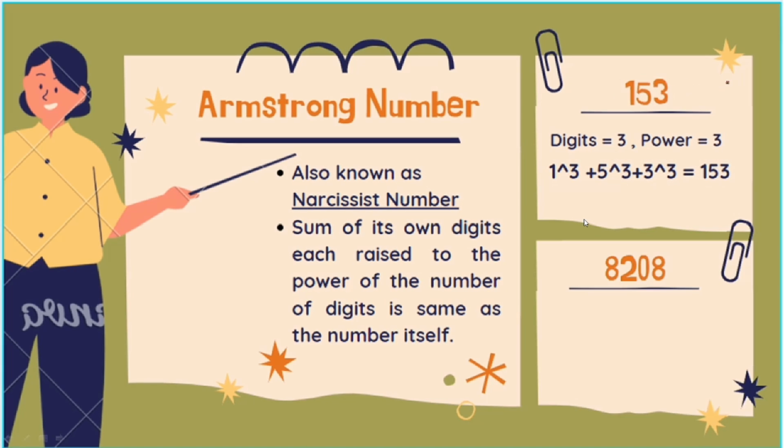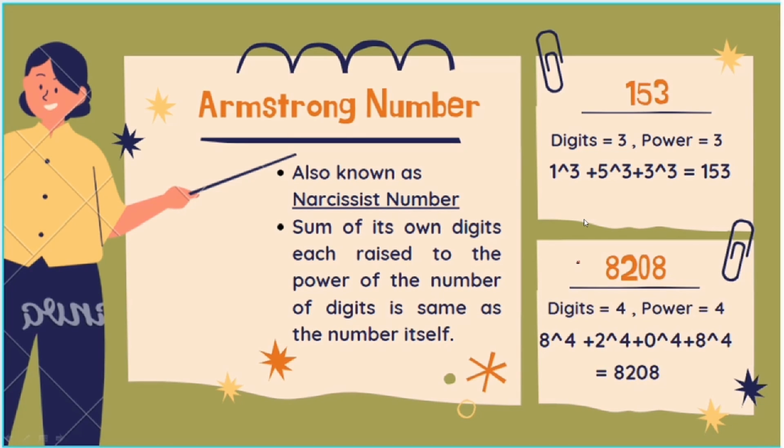Now take another example. 8208. It has 4 digits. So we have to raise each of the digits to the power of 4 before doing the summation. So when we raise each of the digits to the power 4 and do the sum, we get 8208 again, which is equal to the original number itself. So this is also an Armstrong number.